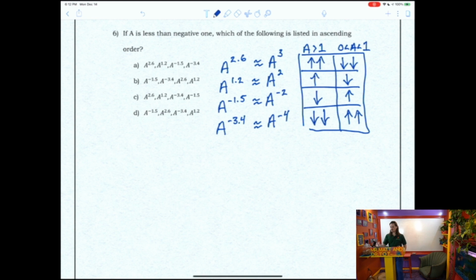We're trying to put these in ascending order, so we're going to go least to greatest. That's going to be a to the 2.6 power, followed by a to the 1.2 power, followed by a to the negative 1.5 power, and lastly, the greatest will be a to the negative 3.4 power. That's answer selection A.